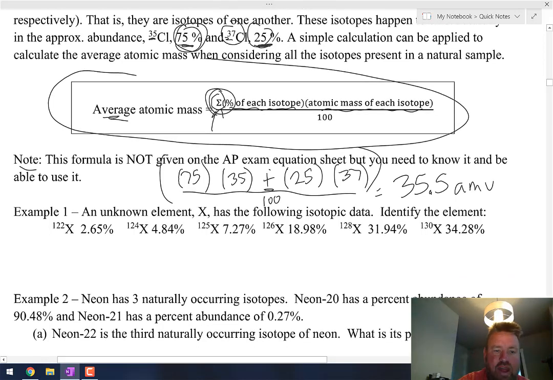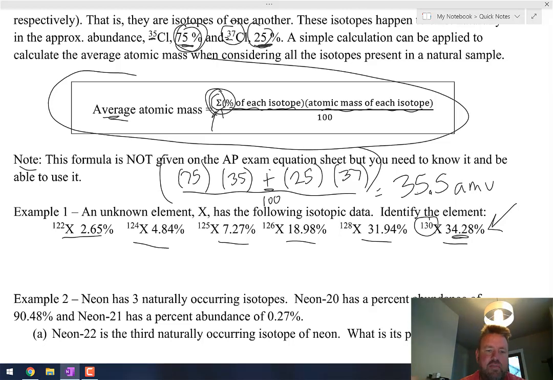Okay, example 1 here then. Here's an element that has, holy cow, 1, 2, 3, 4, 5, 6 different naturally occurring isotopes. Clearly this one right here is the most abundant one because it has a percentage of 34.28. That one's also the heaviest, which means it has the greatest number of neutrons. Again, we know nothing of it. The electrons are the same in all of them. Protons are the same in all of them. Only when it's an isotope do the neutrons change.